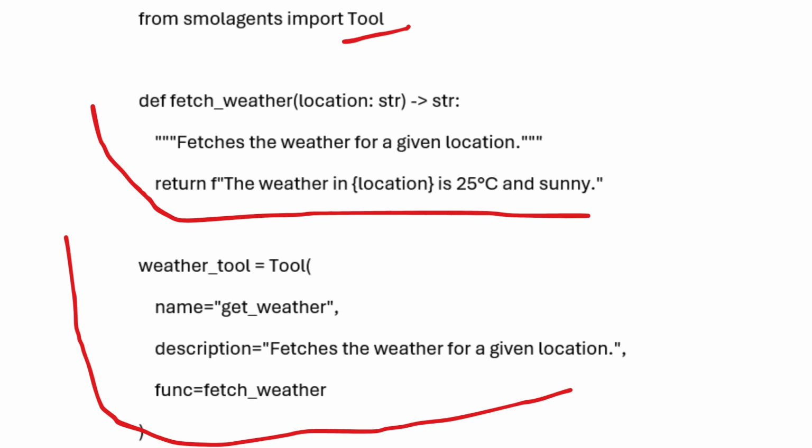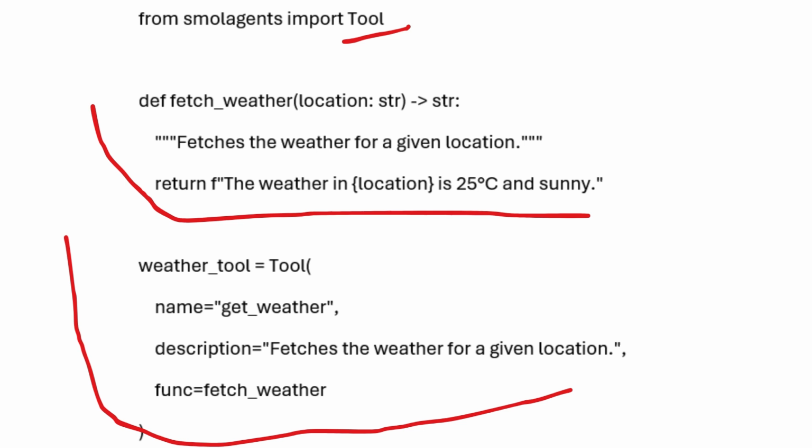The Tool class takes 3 parameters. Name, get_weather, this is the tool's identifier. Description, fetches the weather for a given location, a human-readable description of what this tool does. And func, fetch_weather, this tells Smolagents which function should be called when the tool is used. By wrapping fetch_weather inside a Tool object, we're telling Smolagents, this is an official tool that AI agents can use.